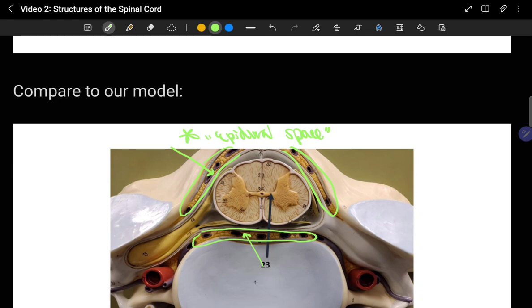So we can use that to find our dura mater. The dura mater is going to be that next deepest layer. This, in gray, we can see going all the way around the spinal cord, and it's also continuing with the spinal nerve. It's going to be that continuous structure, dura mater, blending into our epineurium.